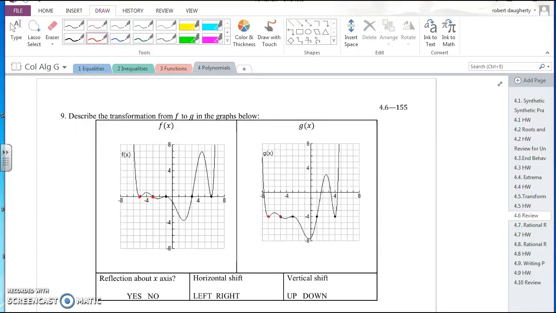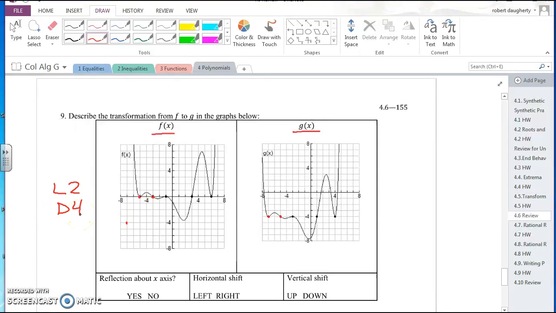So I can tell what had to happen, from F to G. So it looks like this point ended up at -7, -4, so that point ended up here. So what that means is that point moved to the left, so the left 2 and down 4, okay?